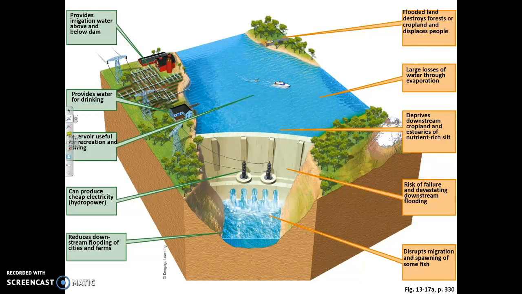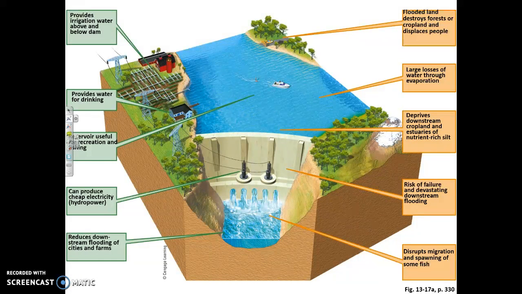So just to run down through some of the advantages that are on the right here in green, first and foremost, it does provide irrigation water and drinking water for both above and below. You can pump the water directly out of the lake and irrigate your crops with it, or you can treat the water through water treatment plants and then pipe it to people's homes. It's also really good for skiing and boating and those types of things.